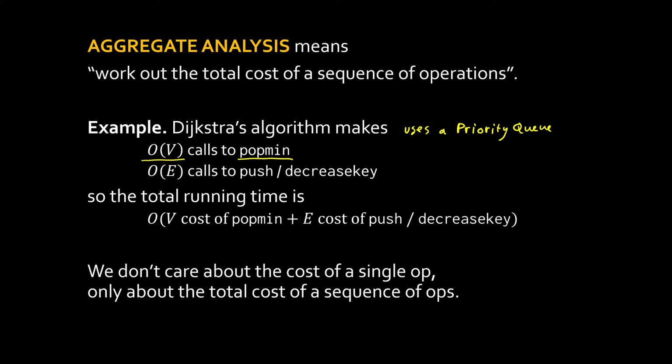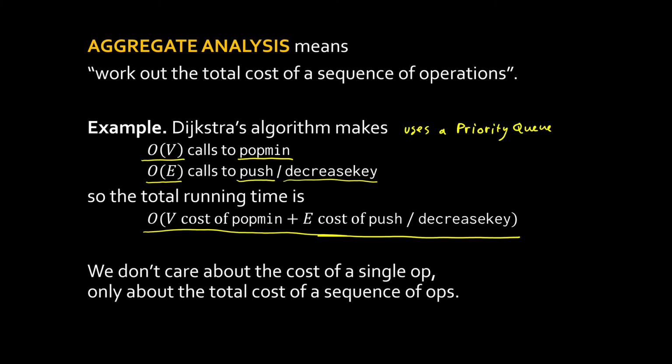It also has operations to add new vertices to the priority queue or to decrease the key of an existing element, and we argued that it makes O of e calls, up to one call per edge in the graph, to those two operations. So in one pass of Dijkstra's algorithm it will make up to v calls to popmin, and up to e calls to push or decrease key. So the total running time of Dijkstra's algorithm is v times cost of popmin plus e times cost of push or decrease key.